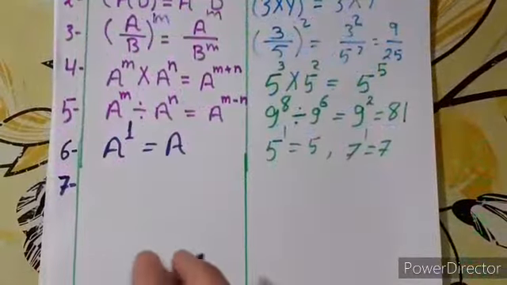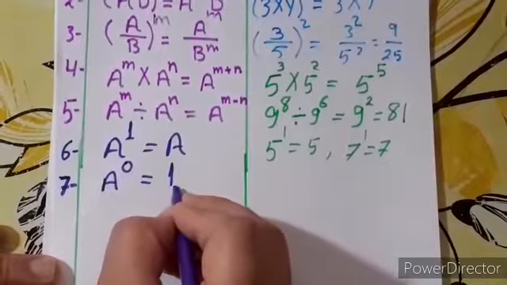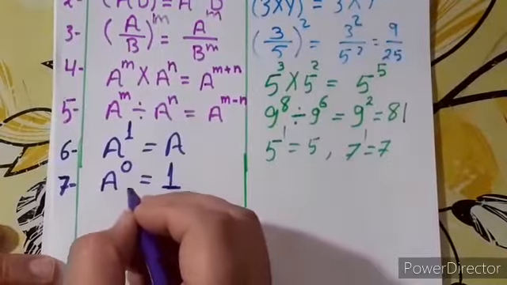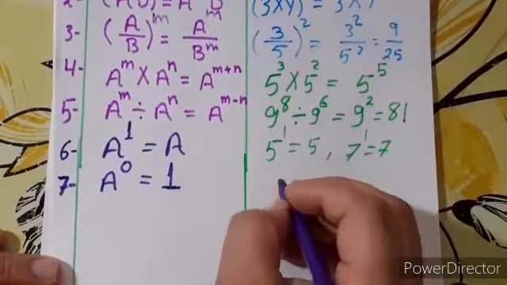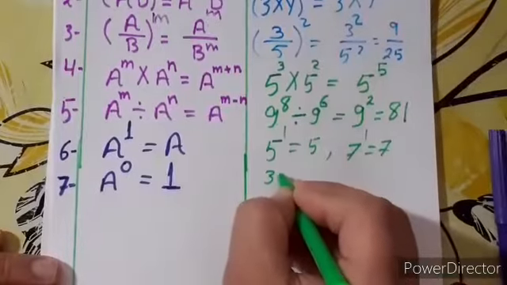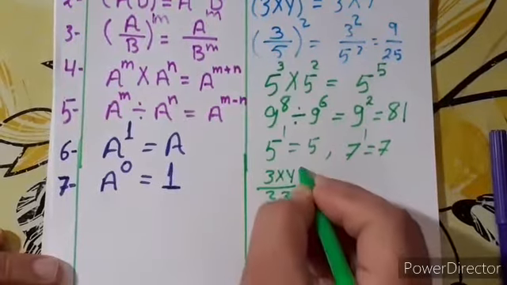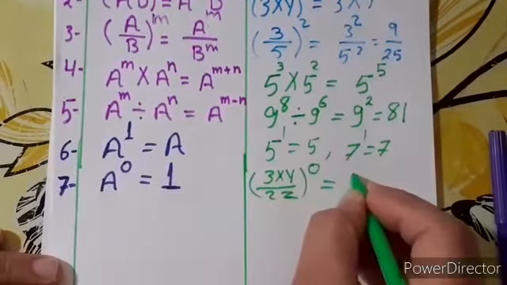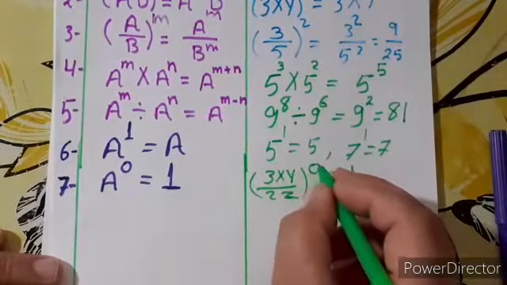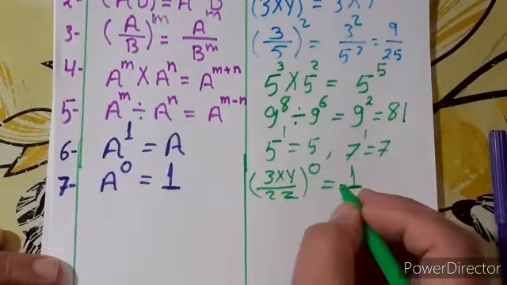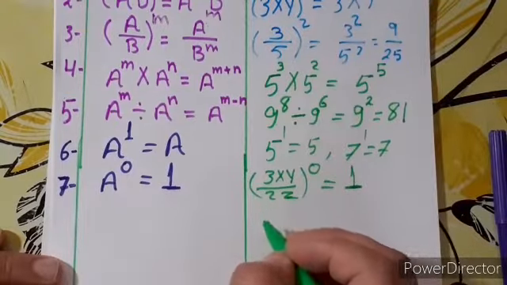Number 7. Any base of the power of 0 equals 1. If we write 3xy over 2z all power 0, we can write final 1. All this base of the power of 0 equals 1. Then any number of the power of 0 equals 1.